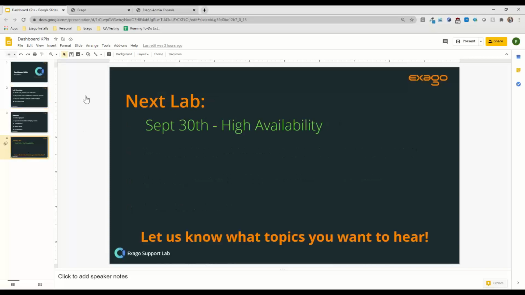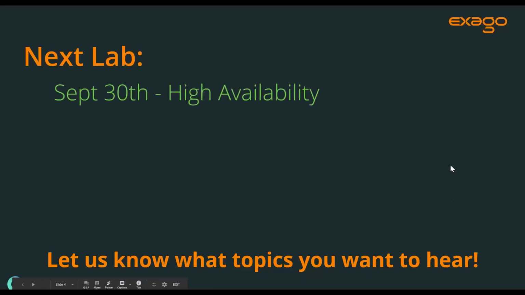The next lab that we have is actually on high availability. So at the end of next month, we will be talking about high availability and how to make Exago highly available, or rather how to utilize Exago in supporting a highly available system. So please tune into that one. It will be a technical lab, of course, but no code or anything, just sort of architectural discussion.